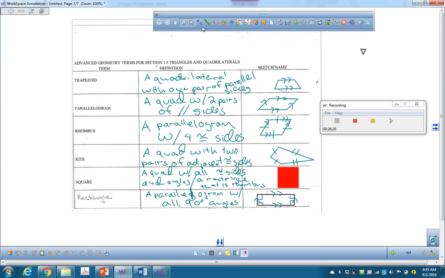There's a square. Indicate it's a square with some marks in there. Boom, boom, boom, boom. There's a square. Okay?